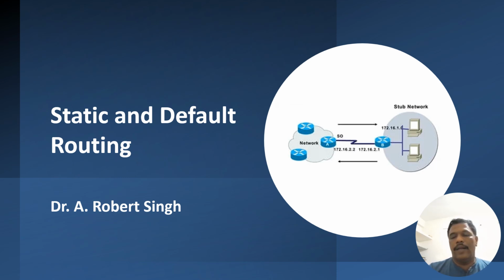On the other hand, default routing helps handle traffic that does not match any specific routes in the table. With default routing, all traffic to unknown destinations is sent through a single predefined exit point, simplifying network management in larger or external networks. By the end of this video, we will understand when to use static routes, how to configure a default route, and why these methods are crucial in network traffic management.